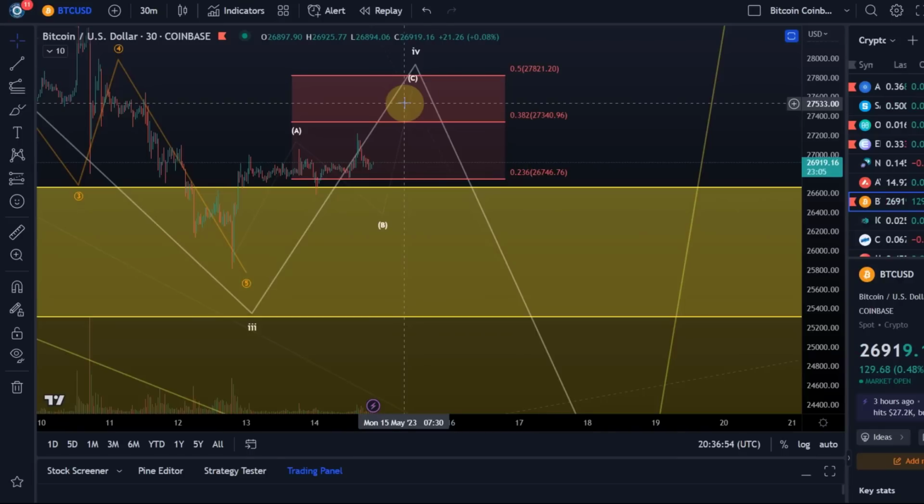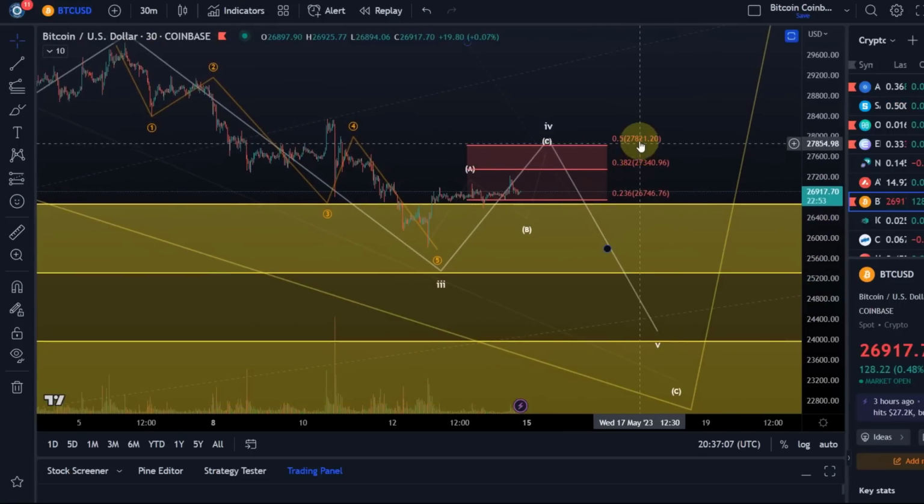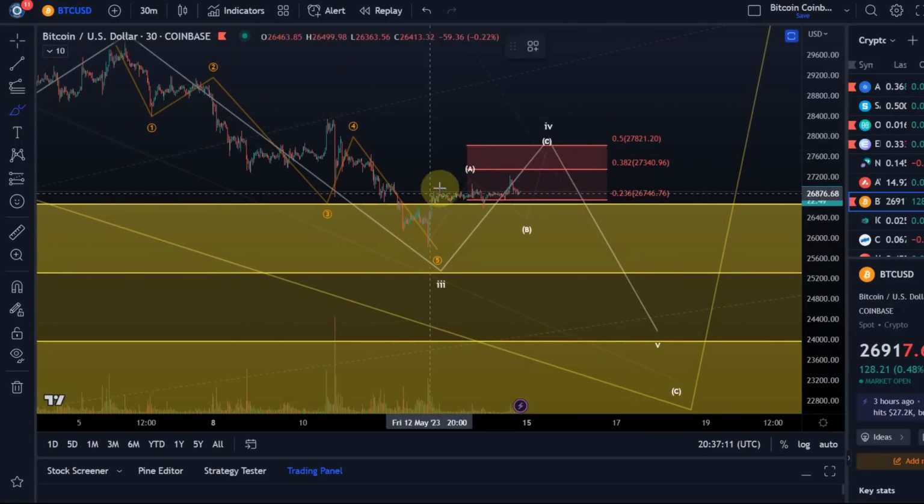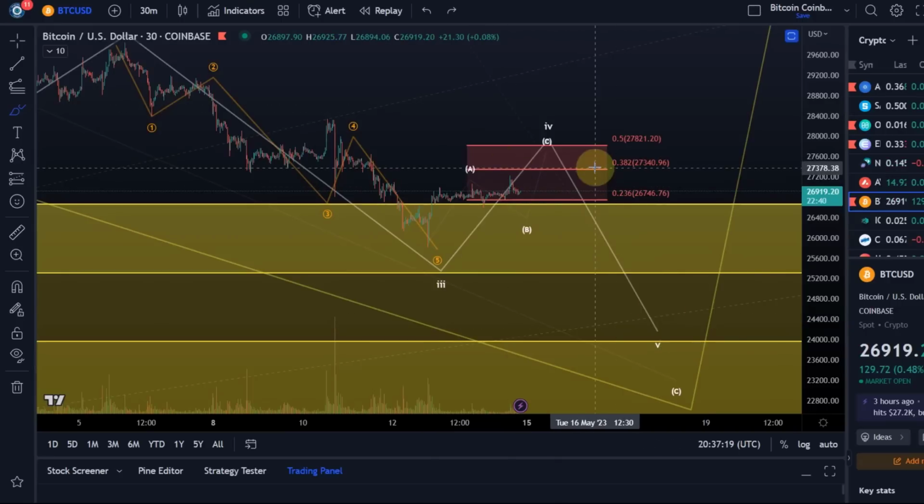However, if we break below the Friday low at 25,815, we have to assume wave 4 already topped. And overall, as long as we stay below 27,821, we do expect lower prices anyway. And it doesn't really matter if we do this first or if we go down straight away. So those are the two scenarios we follow as long as we stay below 27,821.